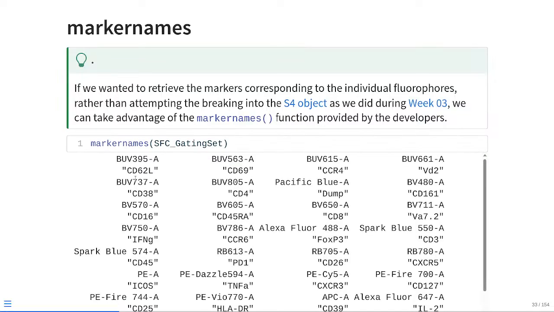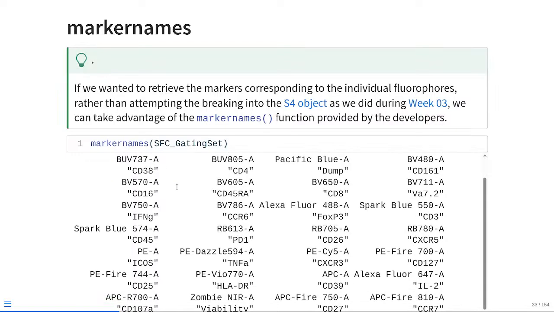Once again, if we run markernames on a particular gating set, we get back those named lists that we've encountered in the past, where the name of the list corresponds to the name of the individual fluorophore, and the value present corresponds to our individual marker. This way we can see the actual markers that are present for a given FCS file.